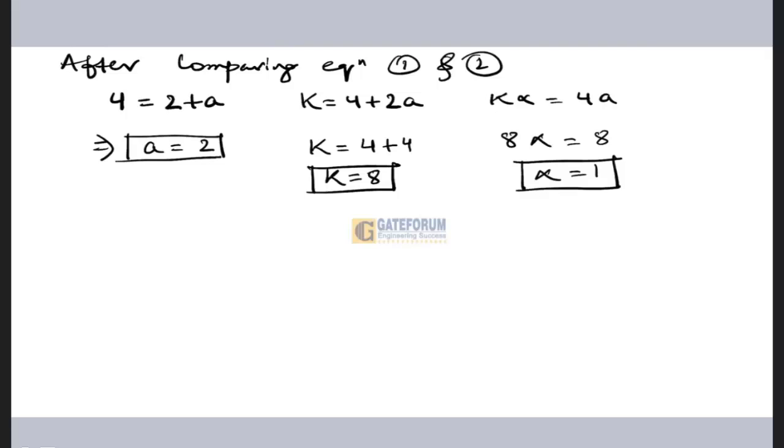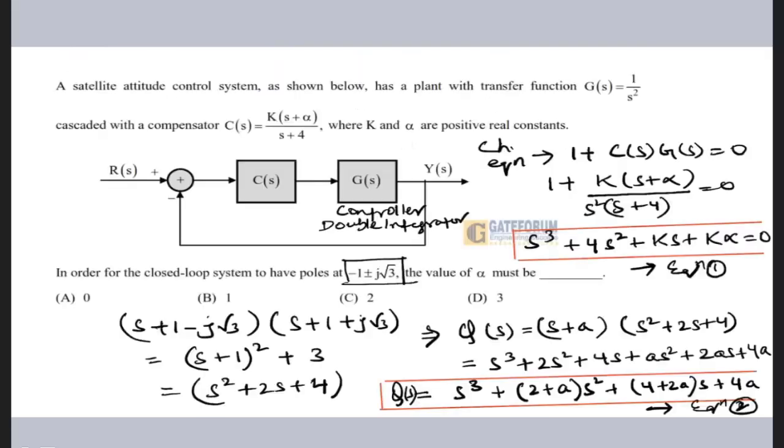And that is what they have asked. They have not asked the value of k, they have asked the value of alpha. So alpha is 1 here. So option B is the correct answer. I hope it is clear to all of you.